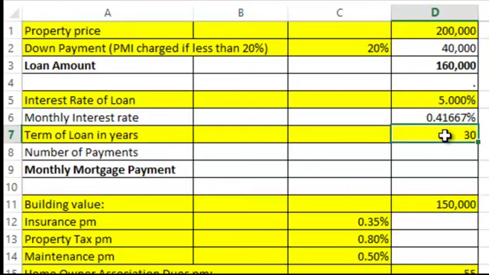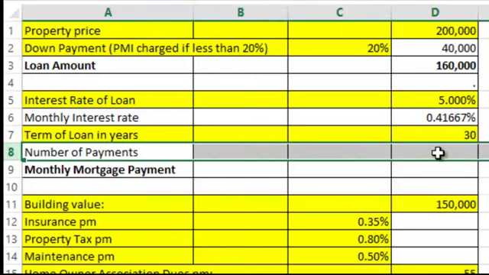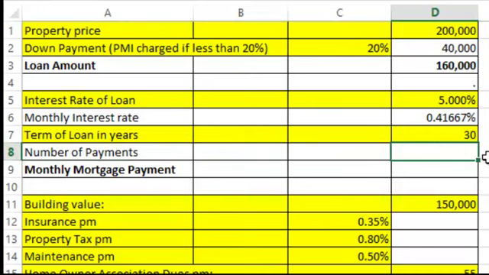So the term of loan in years I've given is 30 years, because that's common. And our number of payments is going to be 30 times 12, but again, I'm not going to type 30. I'm going to take this D7 and I'm going to divide that by 12. See that? Oh, sorry, times it by 12. Silly me. Times it by 12, because that's the number of payments. So it should be 360 payments over 30 years.